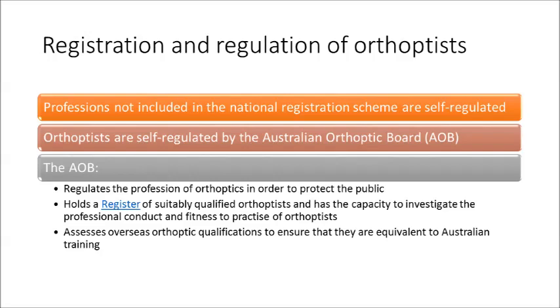In essence, the AOB regulates the profession of orthoptics in order to protect the public. The board holds a register of suitably qualified orthoptists and has the capacity to investigate the professional conduct and fitness to practice of all orthoptists. The board also assesses overseas orthoptic qualifications to ensure that they are equivalent to Australian training.